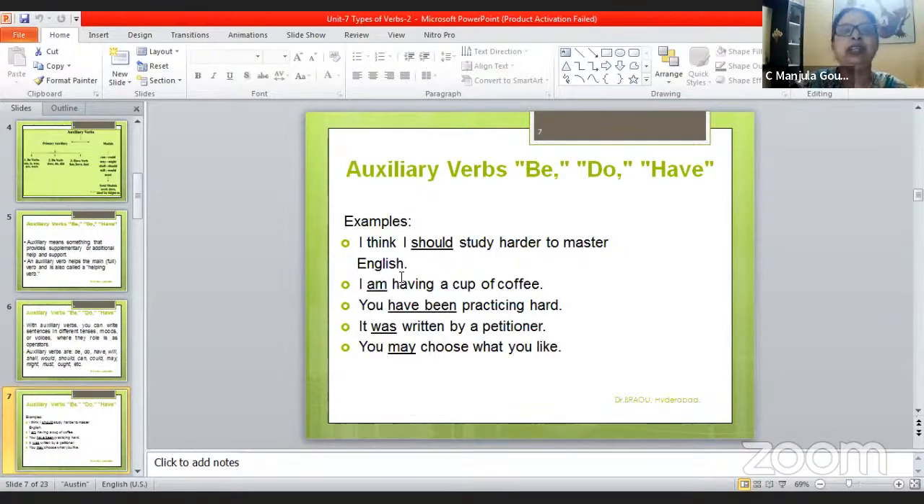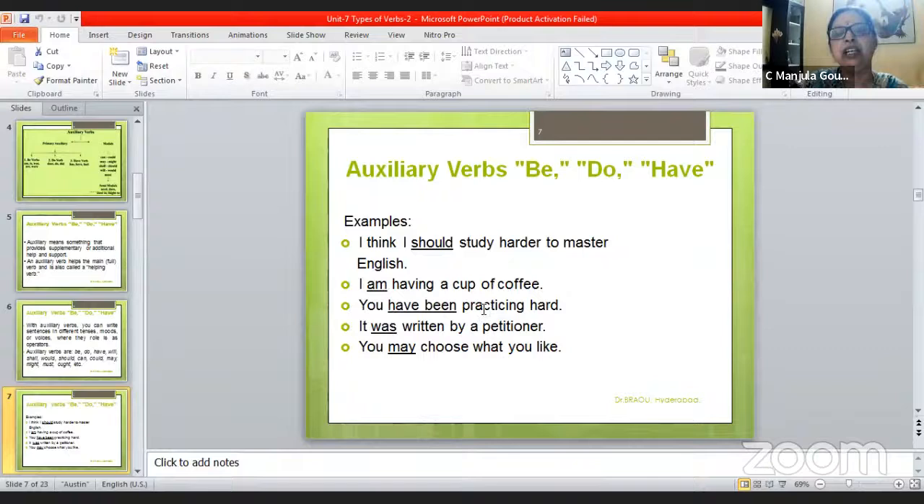After going through the textbook that we are dealing with now, we can understand that we need to emphasize on our learning path and also spend more time in understanding the basic rules of language so that you can master it. I think I should study harder to master English. I am having a cup of tea or a coffee. You have been practicing hard.